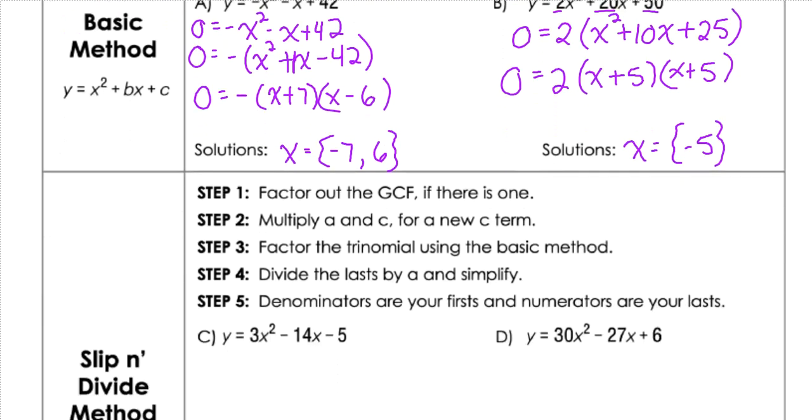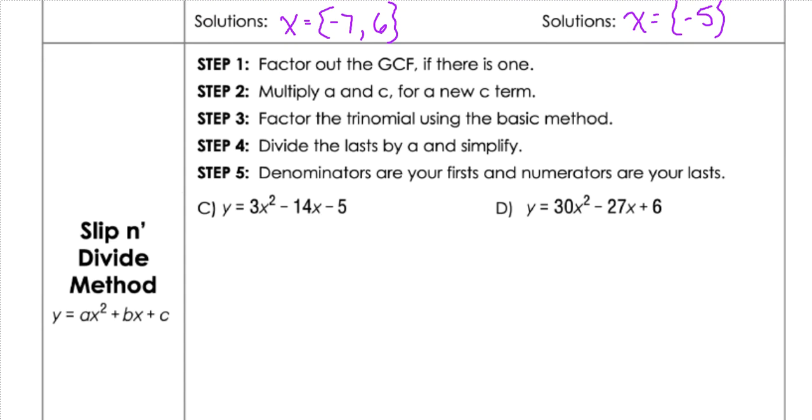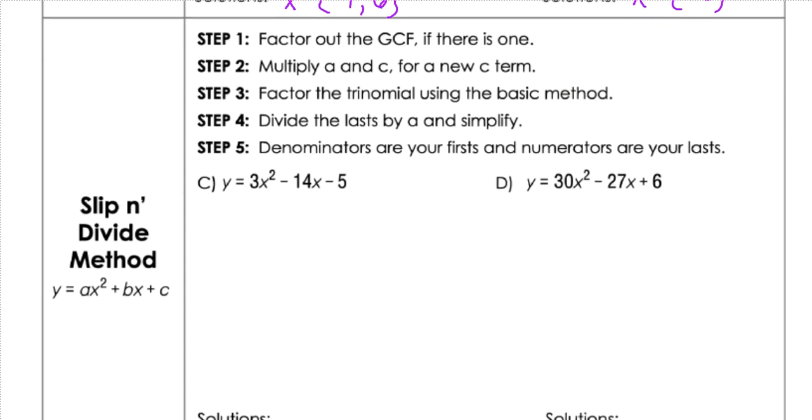Okay, let's take a look at our next method. Again, you'll see that the very first step is to always look for a GCF if there is one. And then we do what's called the slip and divide method. So you're going to multiply A and C together. Remember, that's the first and the last coefficient. That gives you a new C term that you're working with. You're going to factor it using the basic method that we just did. And then because we multiplied A and C, we need to divide by A again. Simplify anything that I need to, and then write our factors. The denominators are your firsts and the numerators are your lasts.